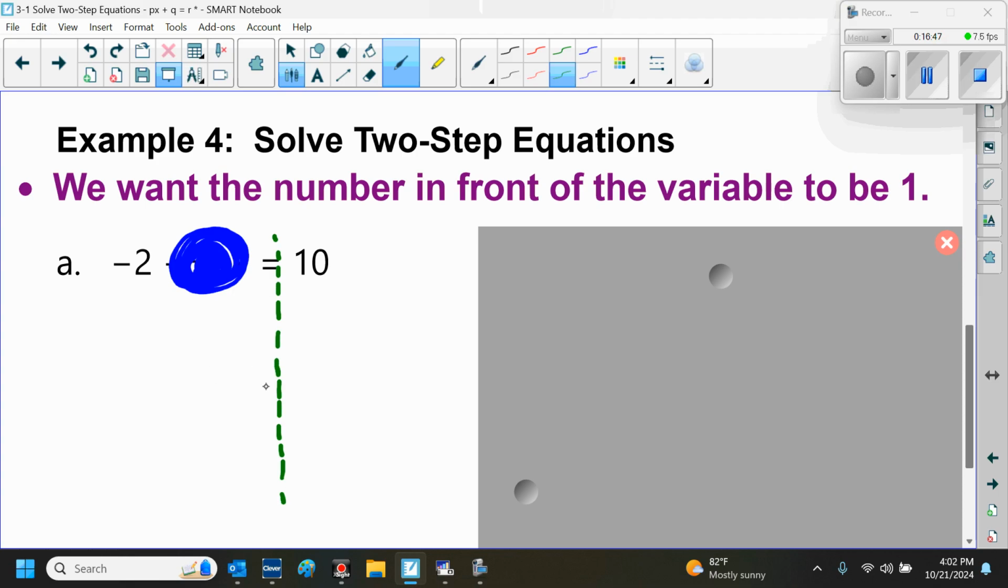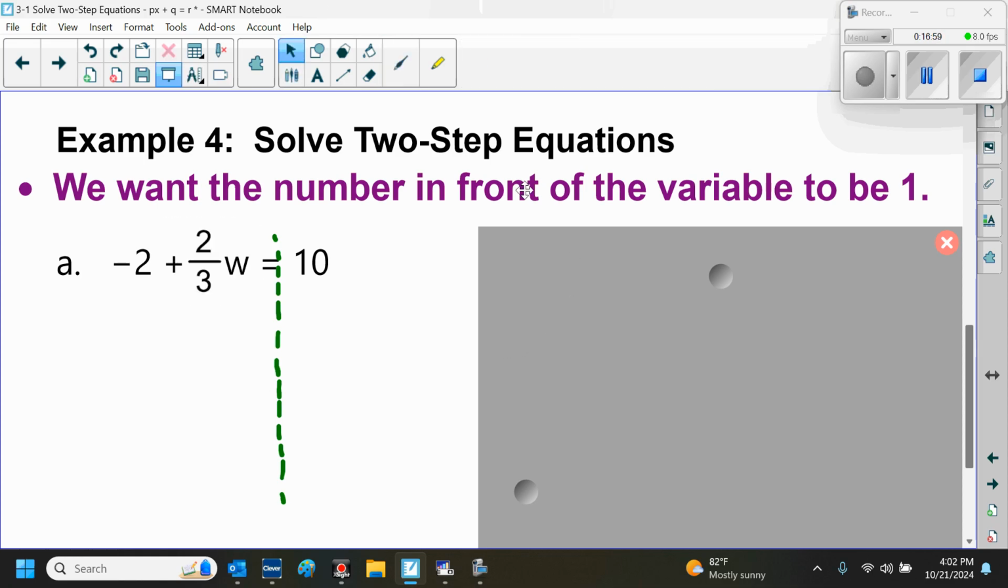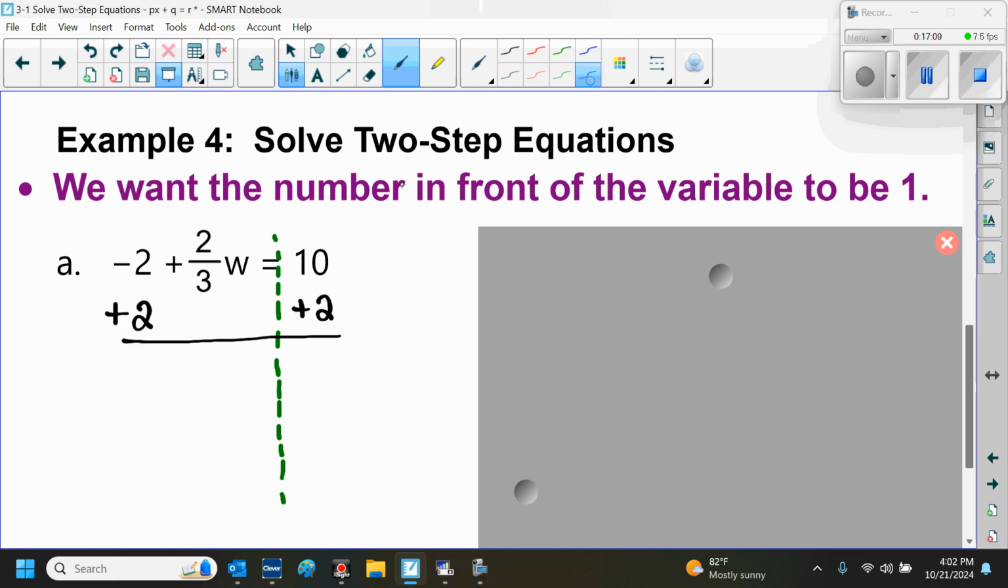So if I want that blue dot by itself on the left-hand side, what do I want to get rid of? The -2. So how do I get rid of the -2? You add 2. Very good. So we are going to add 2 on both sides. So here, -2 plus 2, that cancels to 0. And we're left with 2/3 w is equal to 12.